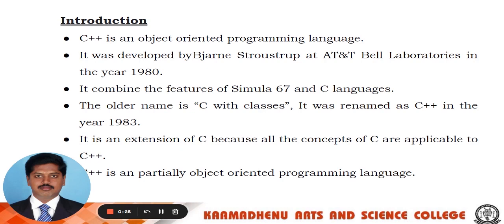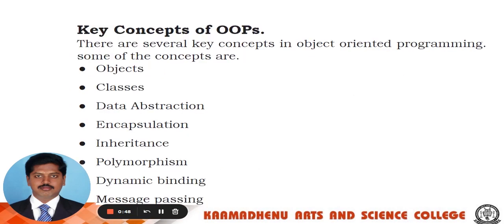The older name of C++ is C with Classes. It was renamed as C++ in the year 1983. It is an extension of C because all the concepts of C are applicable to C++. C++ is a partially object-oriented programming language because it does not support some of the concepts of OOPS.